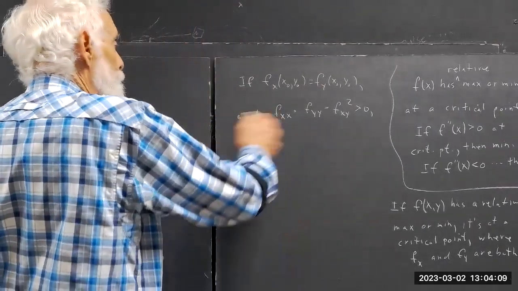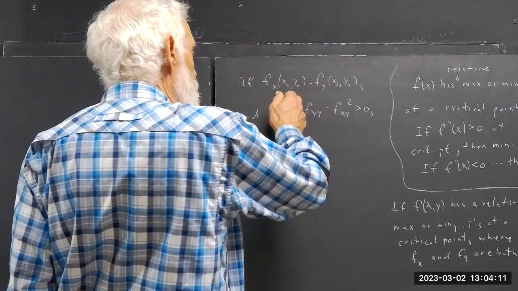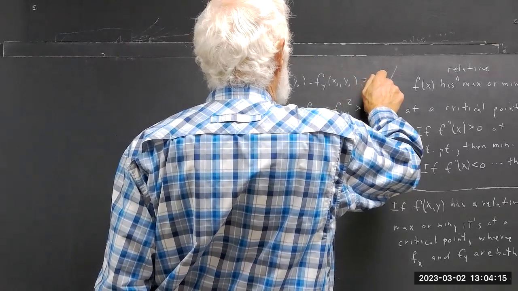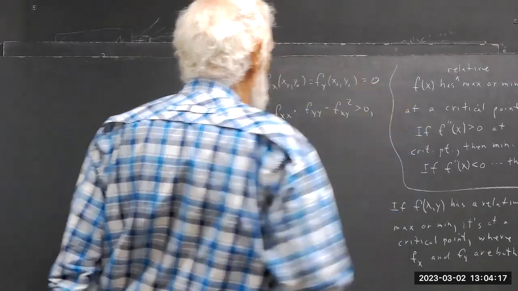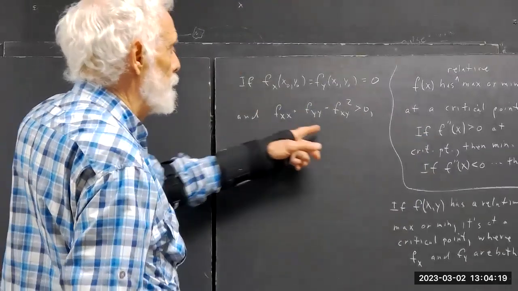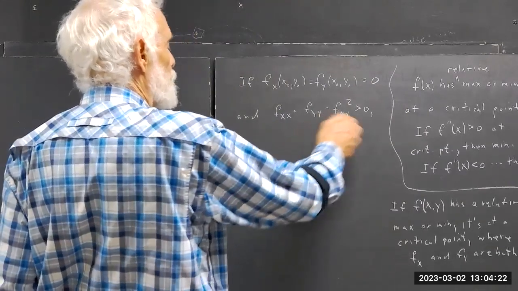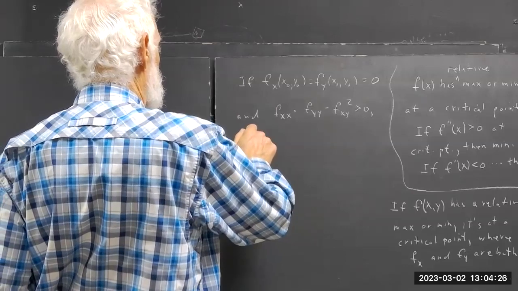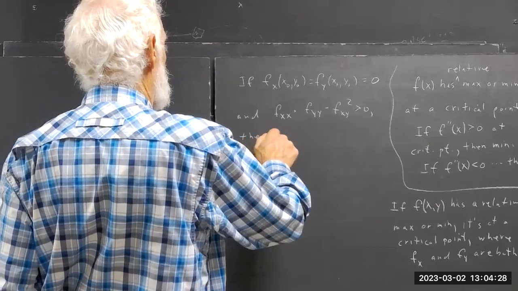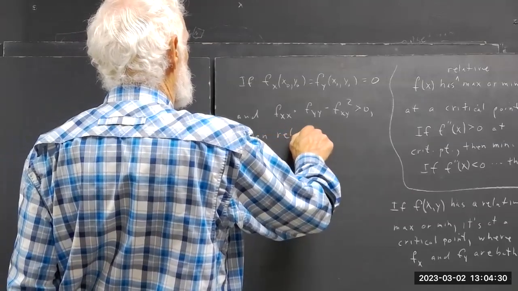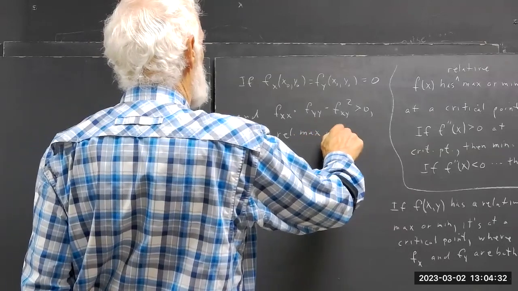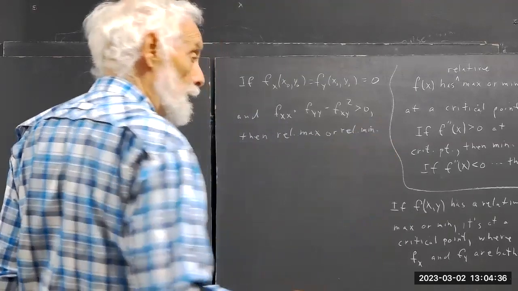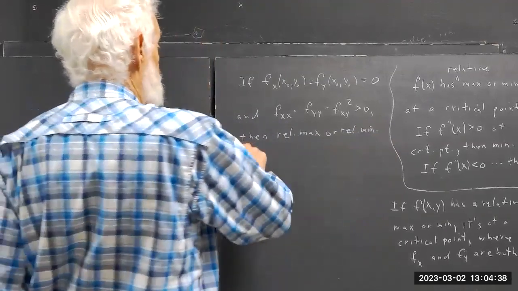So if these equal zero, and fxx fyy minus fxy squared is positive, then you have a maximum. Relative maximum or relative minimum.